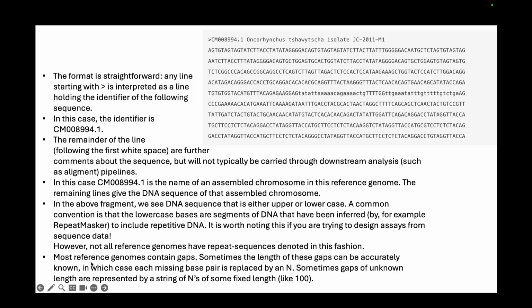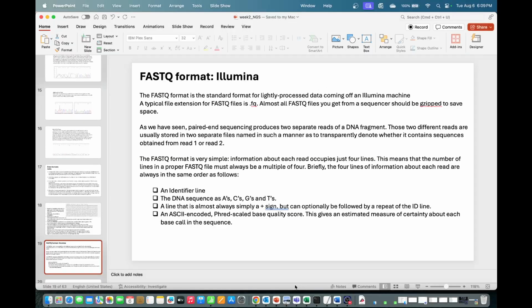And as I was saying, most reference genomes contain gaps. Sometimes the length of these gaps can be accurately known, in which case each missing base pair is replaced by N. Some gaps of unknown length are represented by a string of N with some fixed length, like 100. So you can do these tweaks depending on the genome.